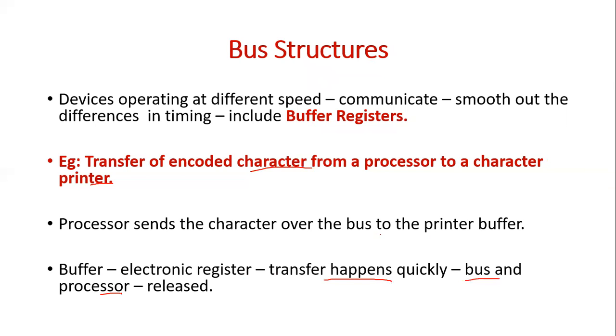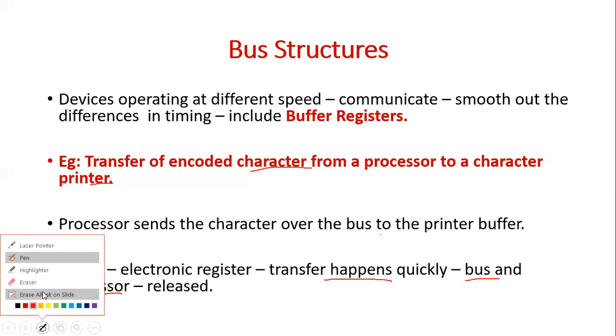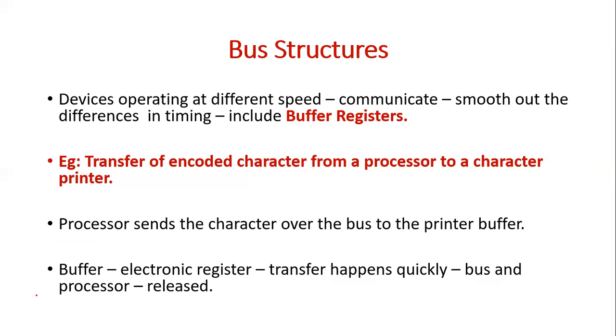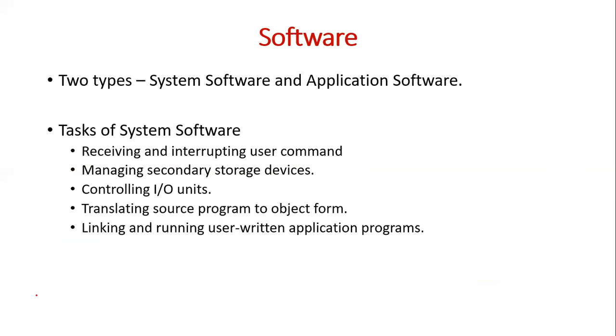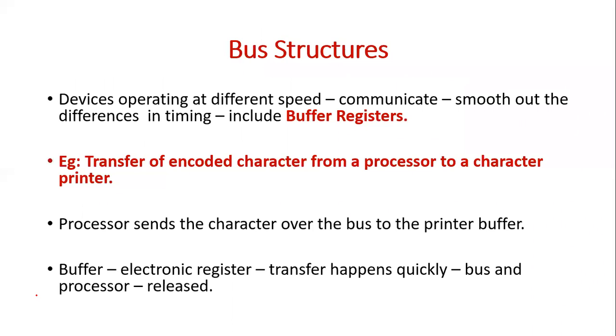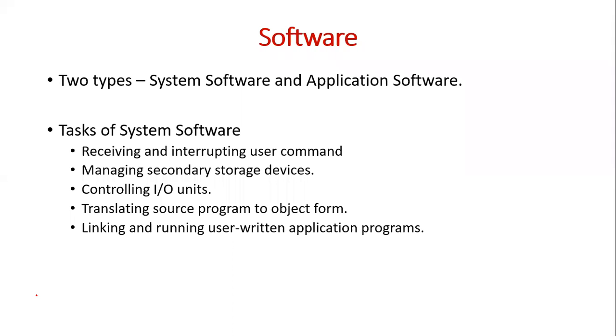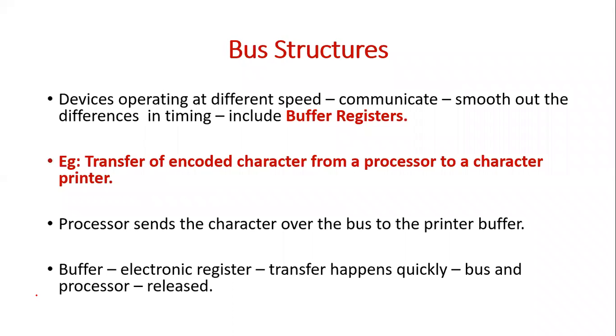The bus can be used by any other devices, and the processor, if it has some other task to do, will do that task. The printer will take the data from the registers at its own pace and start printing the data. Fine. So this is how the typical bus structure works in a normal system.